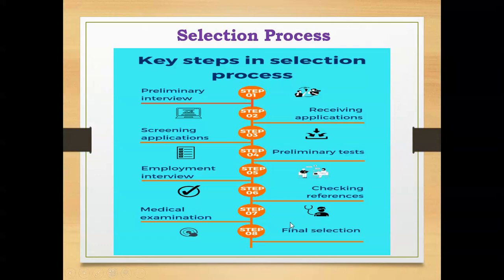Here I have given the 8 steps. Preliminary interview, then receiving the applications and screening the applications, preliminary test, employment interview, checking references, medical examination, and then finally the final selection will be conducted. However, every organization designs the selection process as per their need, as per their requirements. The main selection process steps are all these. I am going to explain them one by one in a clear cut manner.